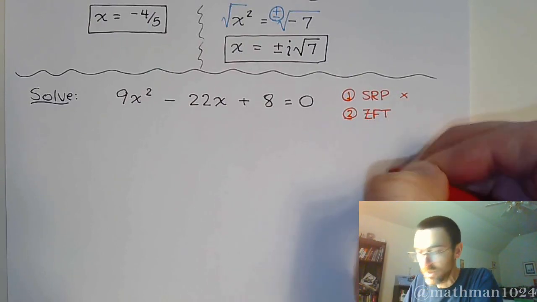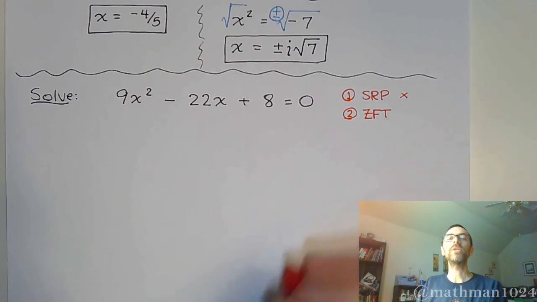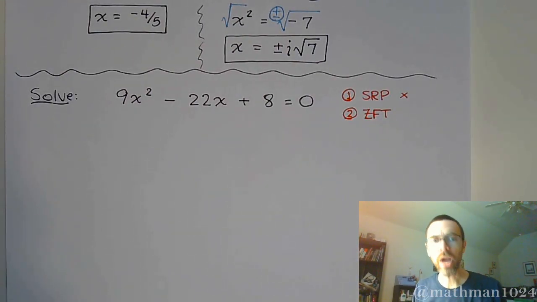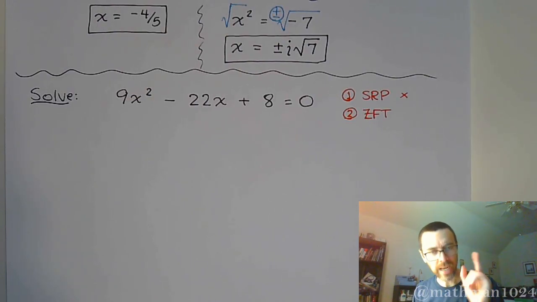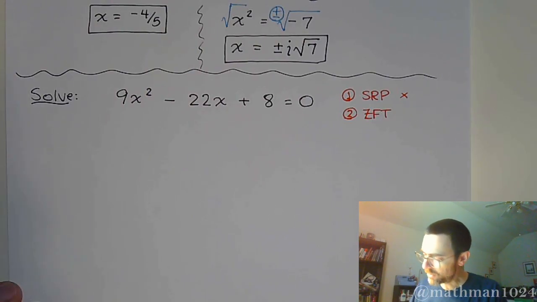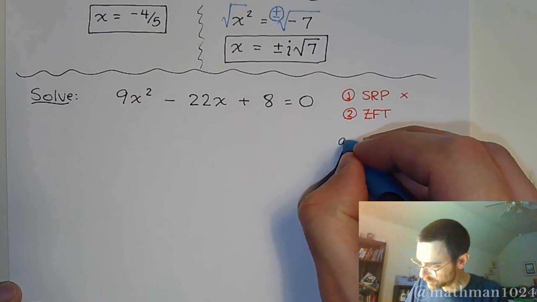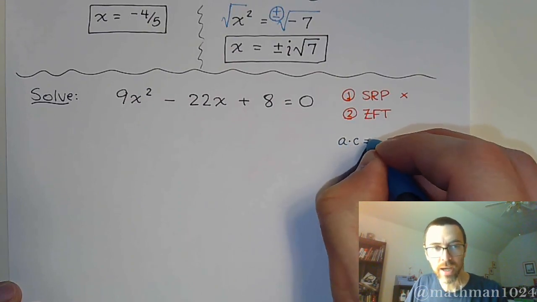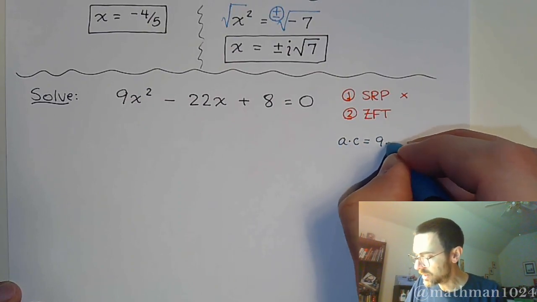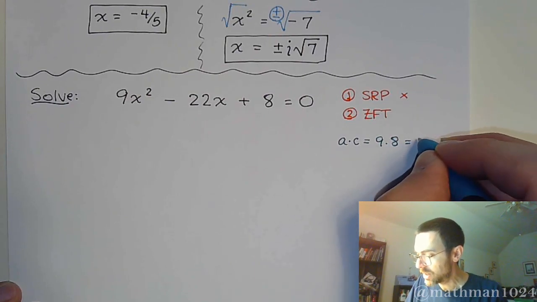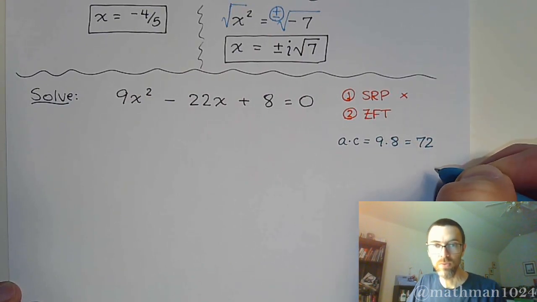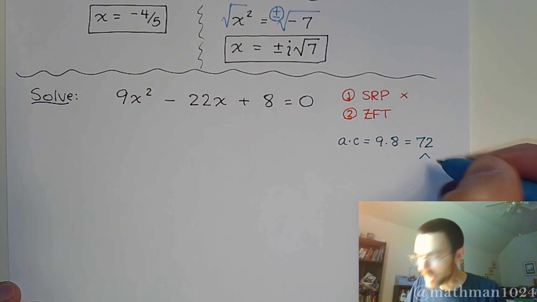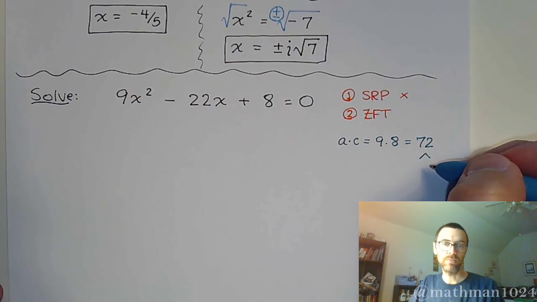Can I factor this? Now, I have way too many students who say, nope, we can't factor. We've got to go to the quadratic formula. Well, take a time out and let's see. If I do the AC method, A times C is 9 times 8, which equals 72. Can I find factors of 72 that add to 22?